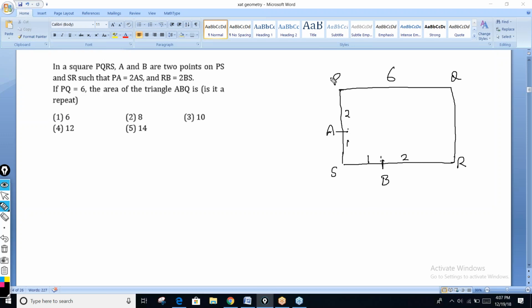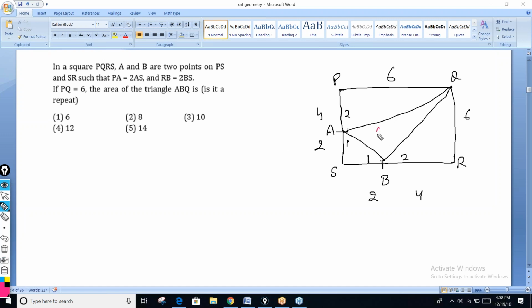PQ is 6, so all the sides are 6. This is also 6. This is also 6. So this is 1:2. So I can say SB is 2 and BR is 4. This is 2 and this is 4. The area of the triangle ABQ. We need to find the area of this triangle, that is ABQ.